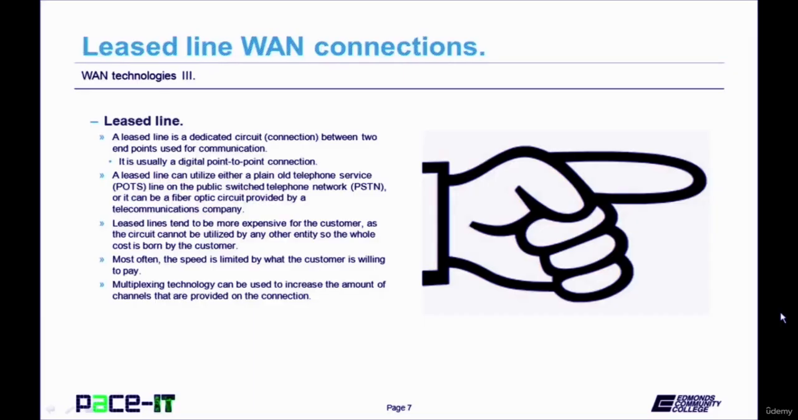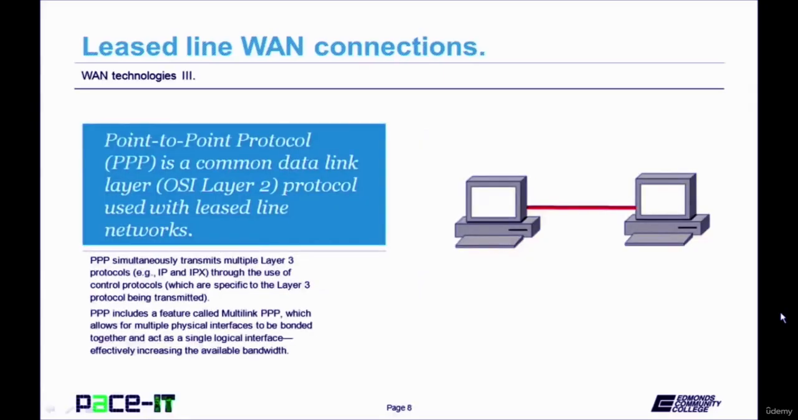Leased lines tend to be more expensive for the customer as the circuit can't be utilized by any other entity. So the whole cost is borne by the customer because they're the only ones who get to use it. Most often the speed of a leased line is limited by what the customer is willing to pay. There are some multiplexing technologies out there that can be used to increase the amount of channels that are provided on the connection. One of the leased line technologies that you need to know about is point-to-point protocol.